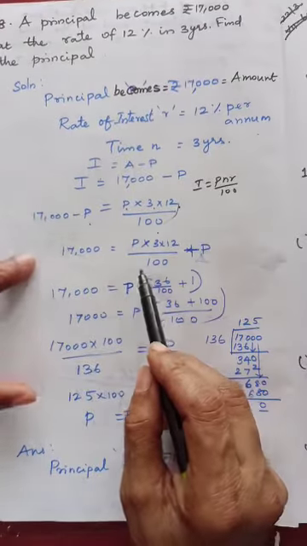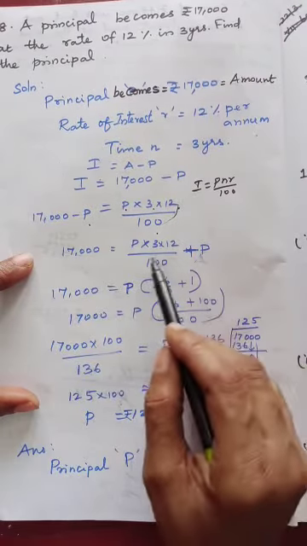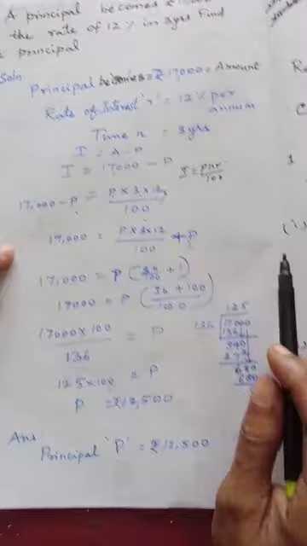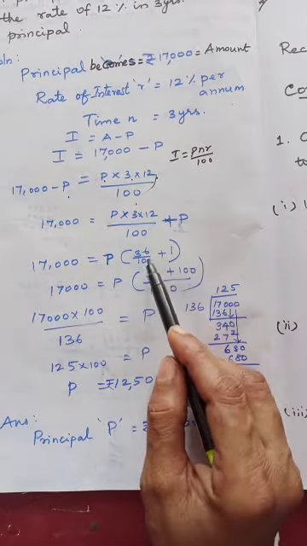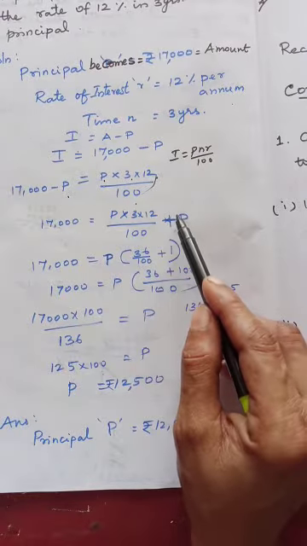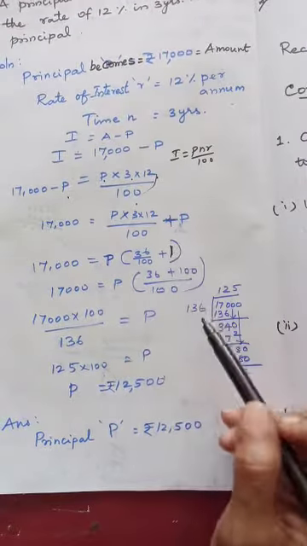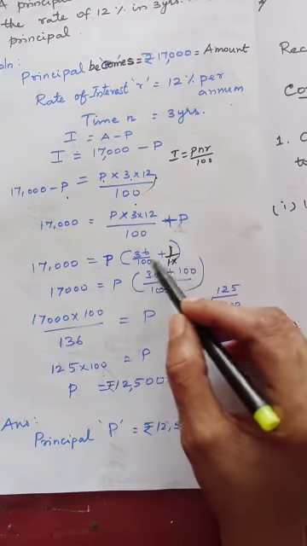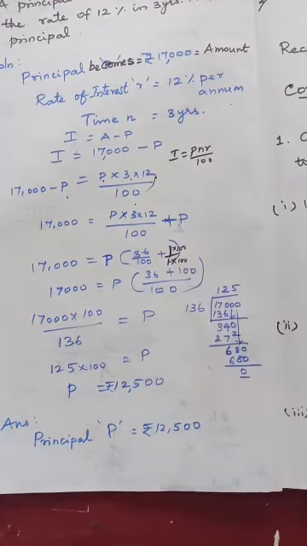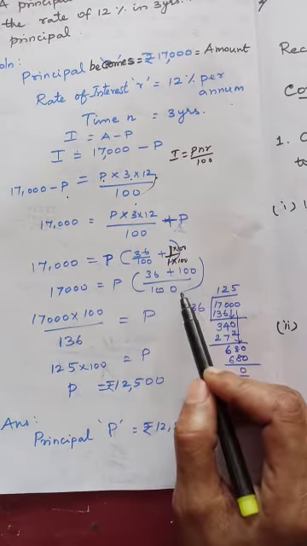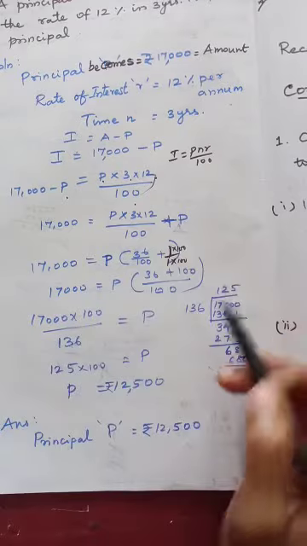Okay. Now here one P and here one P. Here we have two terms, isn't it? In both terms we have P. So you take P common. Then remaining here is 3 into 12, which is 36 by 100, plus 1 into P. You take P common and keep 1. So you have to see the LCM here, into 100. Now 36 plus 100 by 100. So 17,000 is equal to P into 136 by 100.